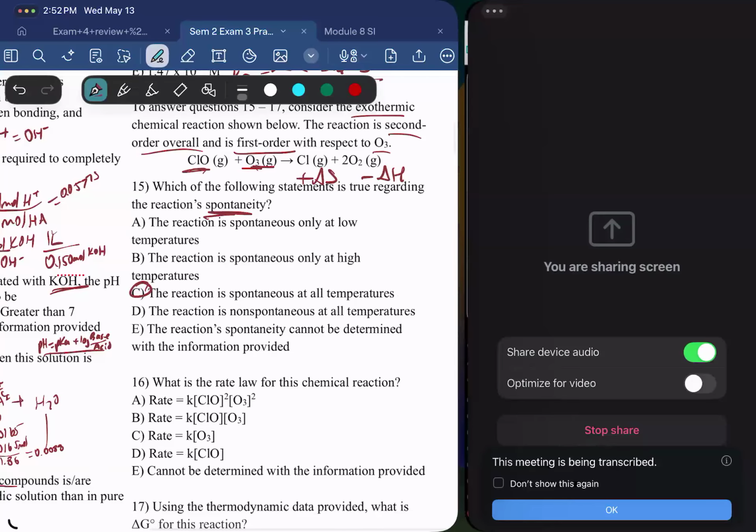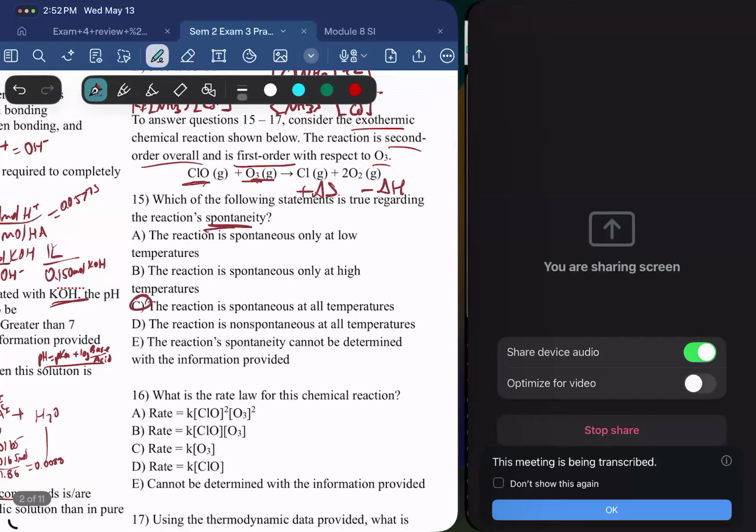Okay. Next question. What is the rate law? The rate law is second order. And all of these are not second order, but the second thing is that it tells you that the O3 is first order. So that has to imply that ClO is first order as well, because it's second order overall.